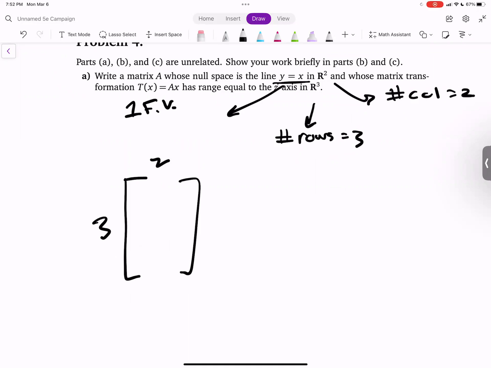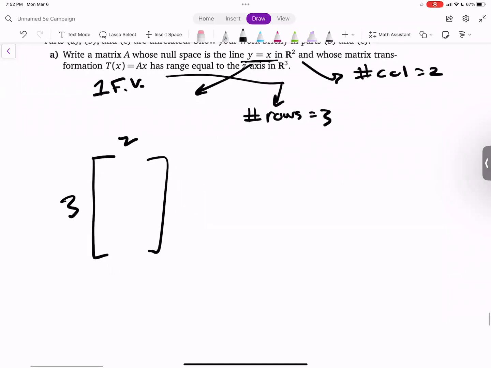We can start either with the null space or the column space. I always choose to start with the column space because I think it is much easier to start from. If my range is equal to the z-axis, what shape do my vectors take? 0, 0, some number, right? To be on the z-axis, x and y are both 0. So whatever my columns are, they have to take this shape: 0, 0, number.